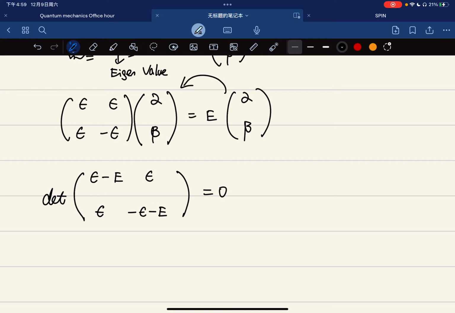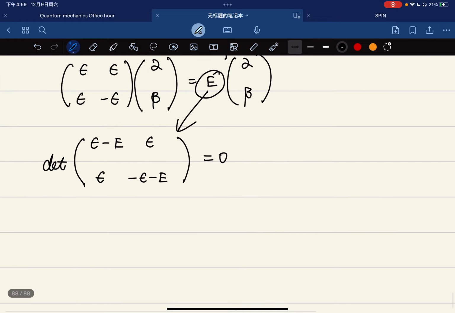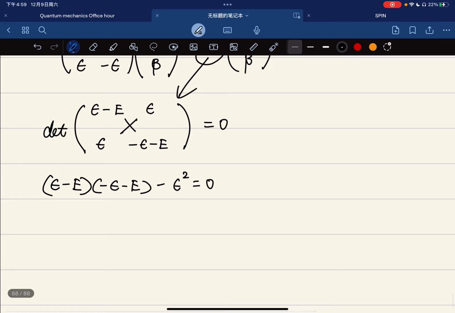And equals to 0. I'm solving the E here. So the determinant would be the small e minus e and negative small e minus e, minus the small e squared, equals to 0. So now I need to solve this equation.